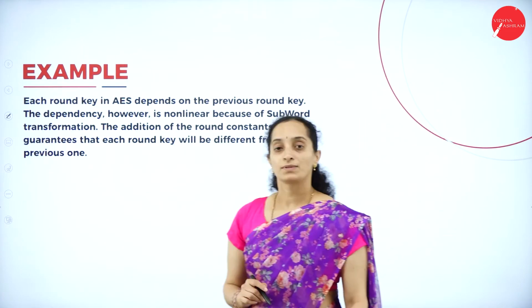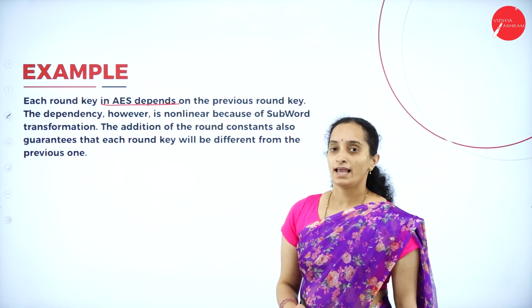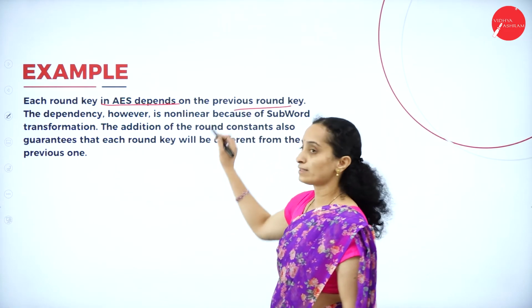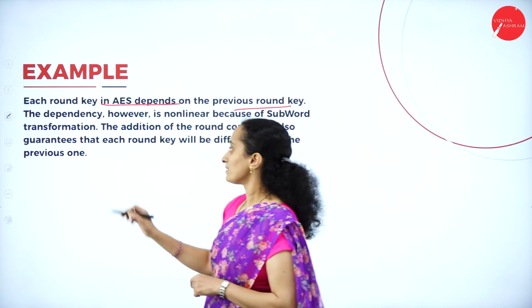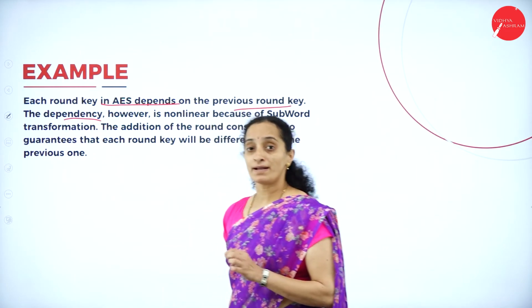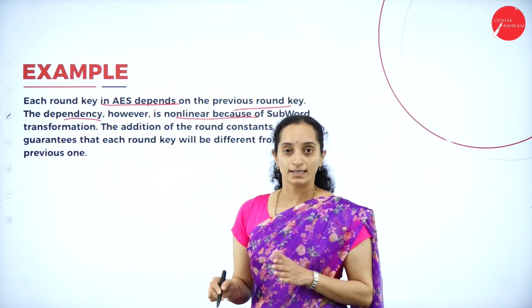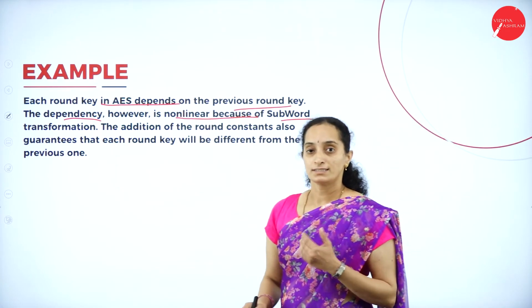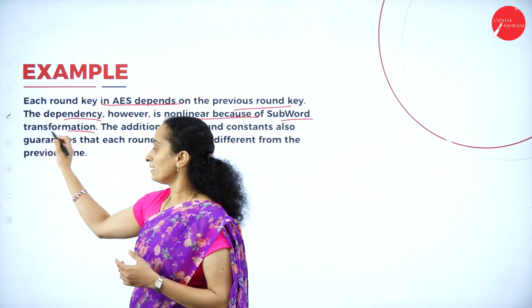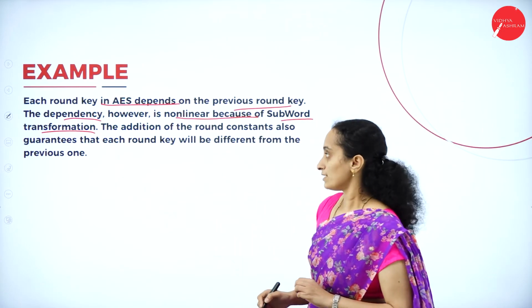Okay, the next point is that each round key in AES depends on the previous round key. As we got to know in the previous slide, the dependency, however, is non-linear. It is not linear, it is non-linear because of the subword transformation. So, you know about the transformation procedure that we have discussed in the last session, isn't it?